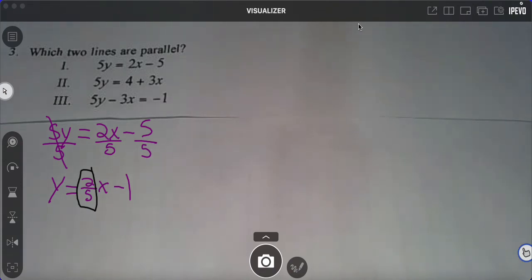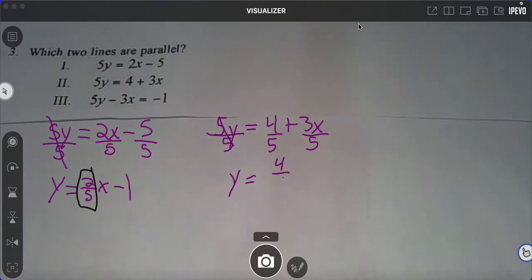So on number 2 equation, it says 5y equals 4 plus 3x. We can still divide by 5. You are still going to divide by 5. Everything. Divide by 5. So I get 4/5, that doesn't reduce, and 3/5, that doesn't reduce. Which one's my slope on that one? 3/5. The one in front of the x, right? 3/5. Do those two match? No. So I need to see what the third one is to see which one's my answer. So I'm going to write down the third equation.